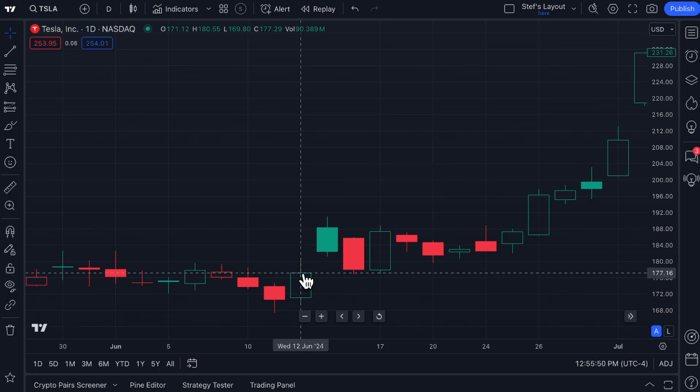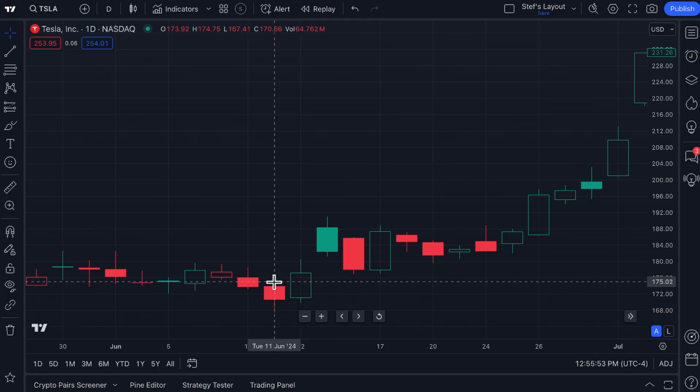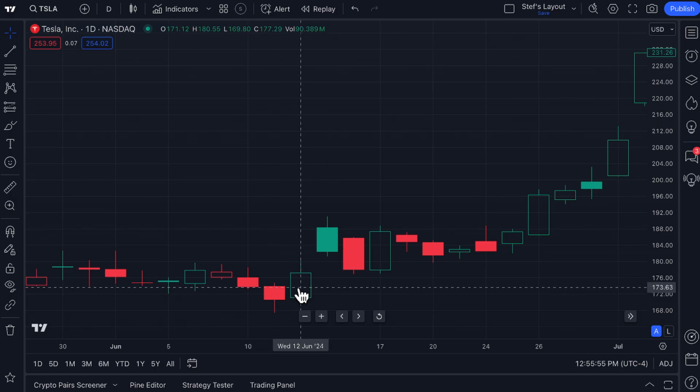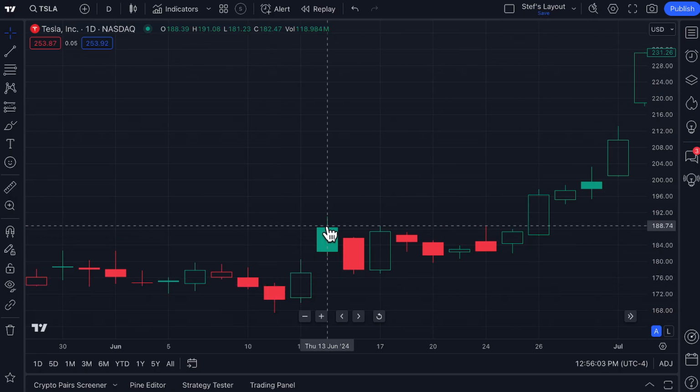But more importantly, it's hollow because of one more condition. It's higher than yesterday's candle. So hollow candlesticks don't just look at the open and close, they also look at yesterday's price action and then keep it hollow or fill it in.